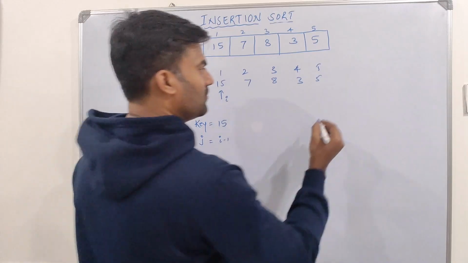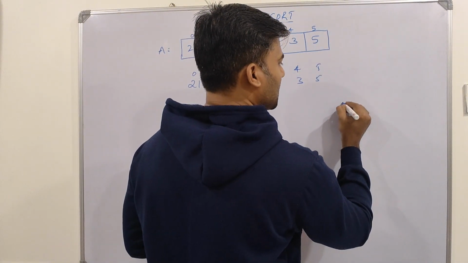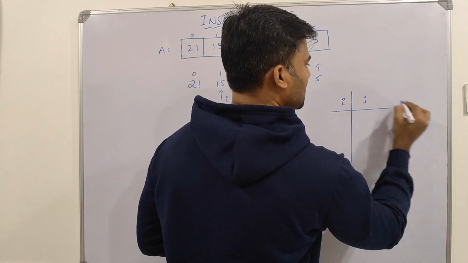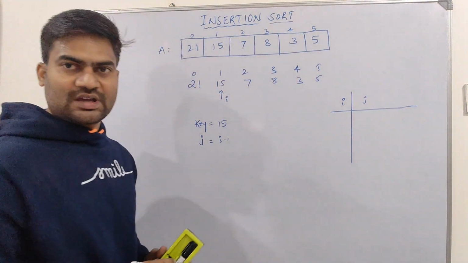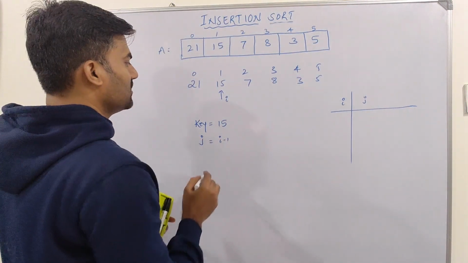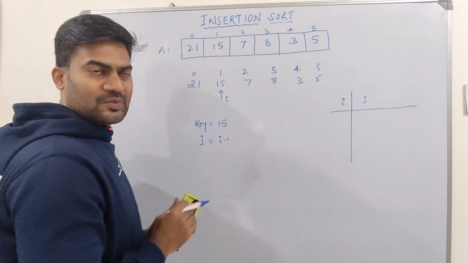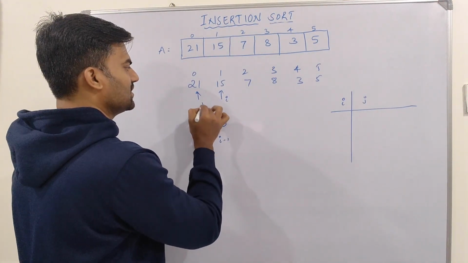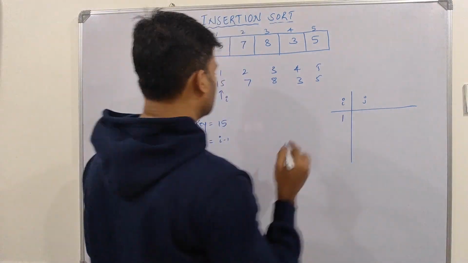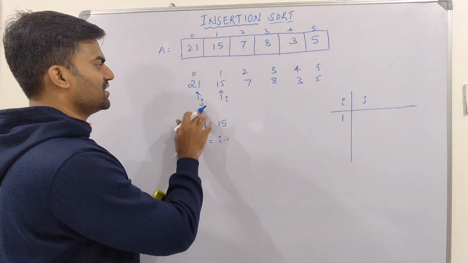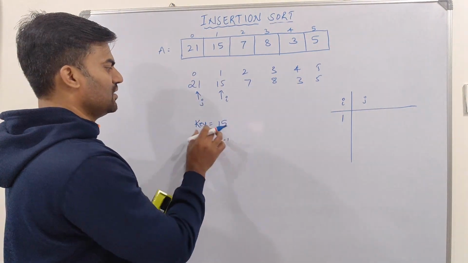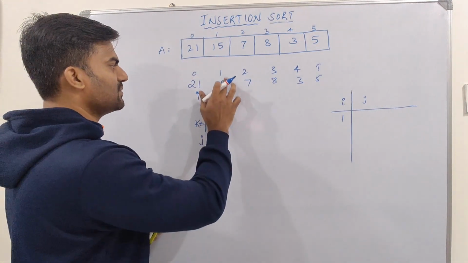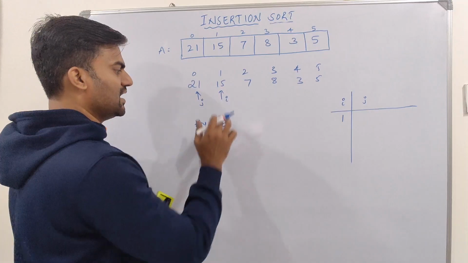For easy understanding, I will place i here, and this is my j. Now I will start from here. So this is my 15, this is my i, and this is my j. So my i is 1. What my j does is check whether this element is less than my key element. The key element is basically the element which is at the ith position.